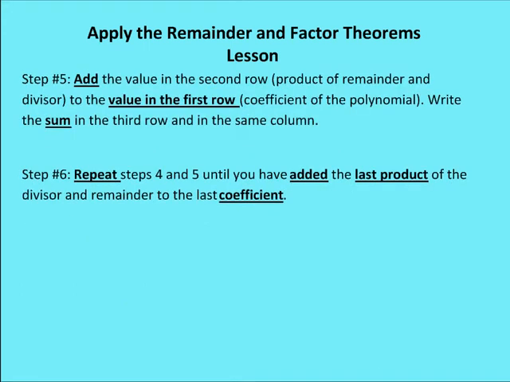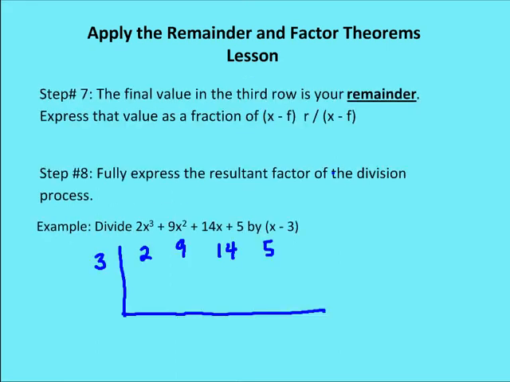Okay, so again, I add the value in the second row, the product of the remainder and the divisor, to the value in the first row, the coefficient of the polynomial or the dividend. I write the sum in the third row and in the same column. I repeat these steps until I've added the last product of the divisor and remainder to the last coefficient. The final value in the third row is your remainder. I express that value as a fraction over the divisor, what we use as the divisor in long division. And I fully express the resultant factor of the division process.